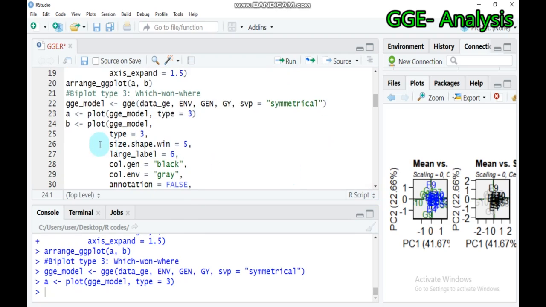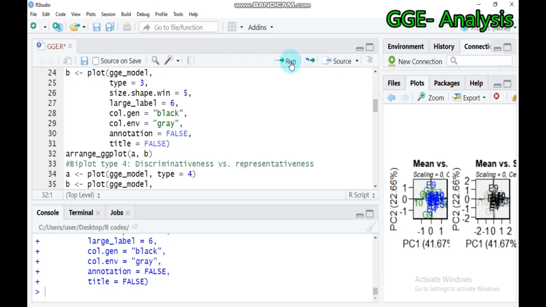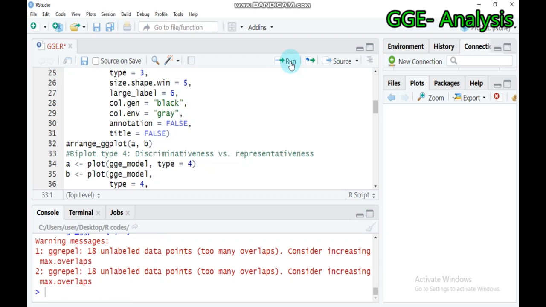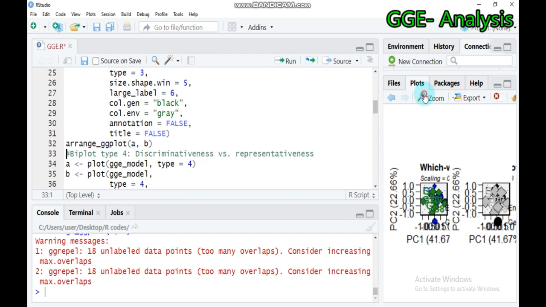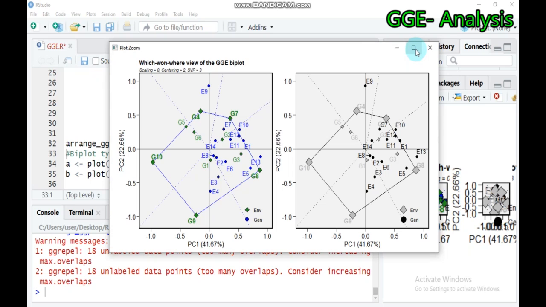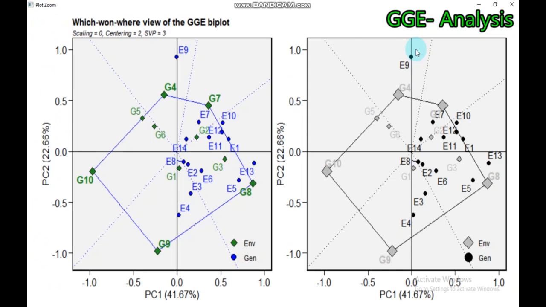By the way, these plots A and B are similar, but if you want further modification, you have to use this one. So, and again, type the second one, and let's arrange the biplots for the type 3 or which one where. Let's zoom in.